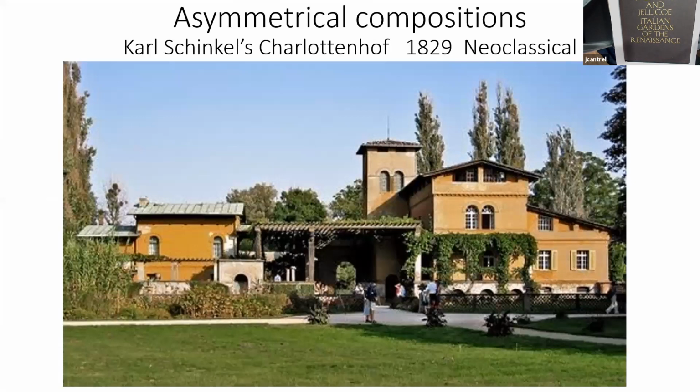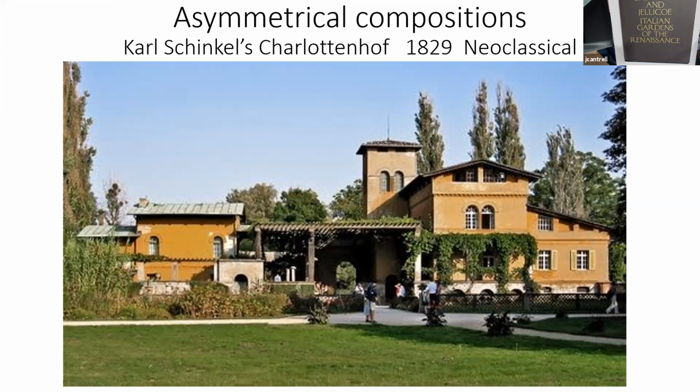So let's look at some classical asymmetrical composition. I like to show Carl Schinkel's neoclassical architecture. This is a country house. It's called Charlottenhof. I think it's technically called the Roman Baths. It's a large complex of buildings, but it's a classical building, but it's not symmetrical at all.